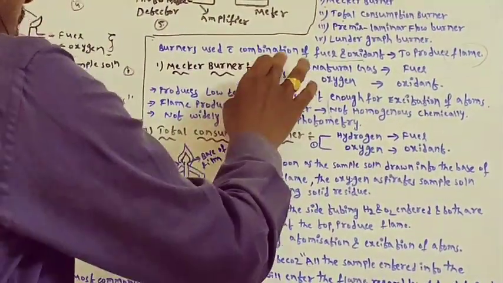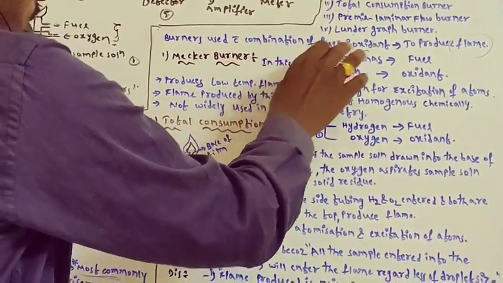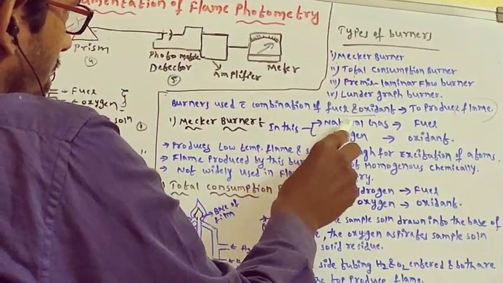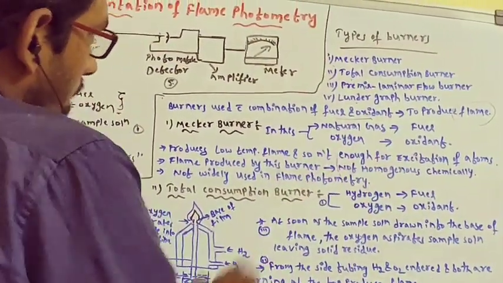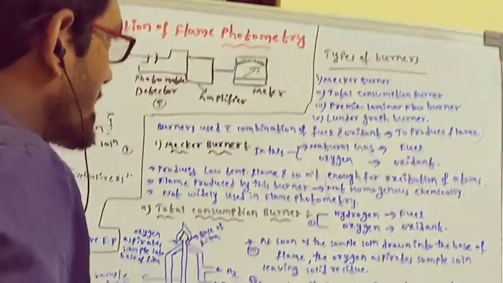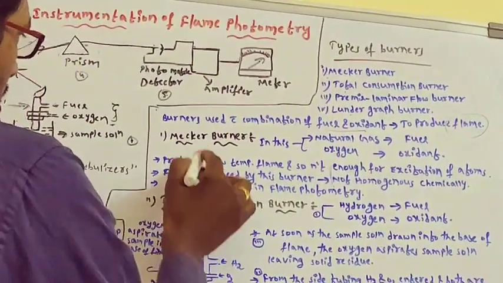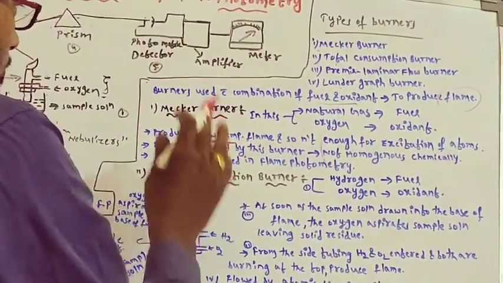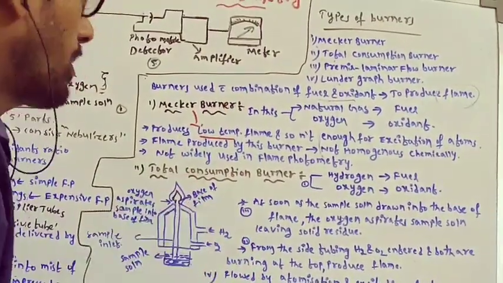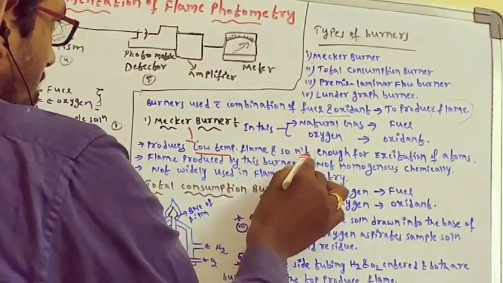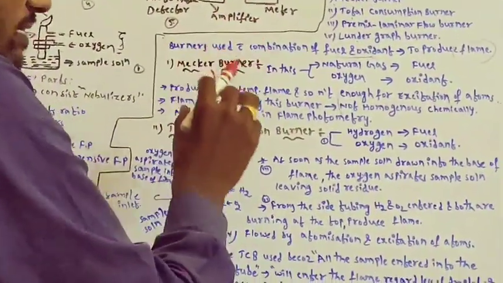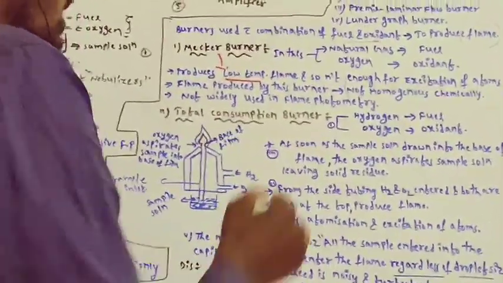Here burners are used with the combination of fuel and oxidant. In this Mecker burner, natural gas is used as a fuel and oxygen is used as an oxidant. It produces a flame of very low temperature. So this temperature is not enough for the excitation of atoms.